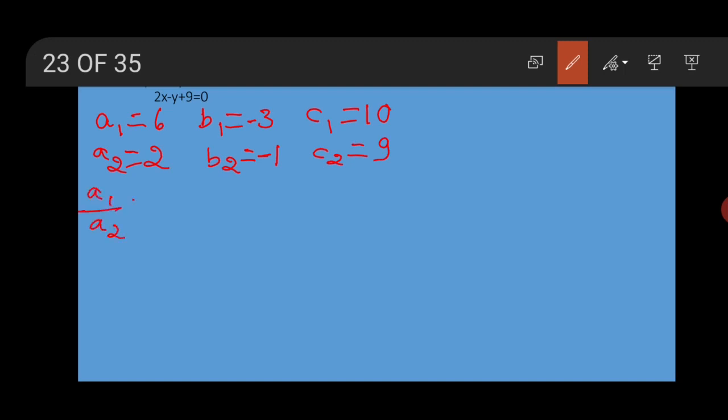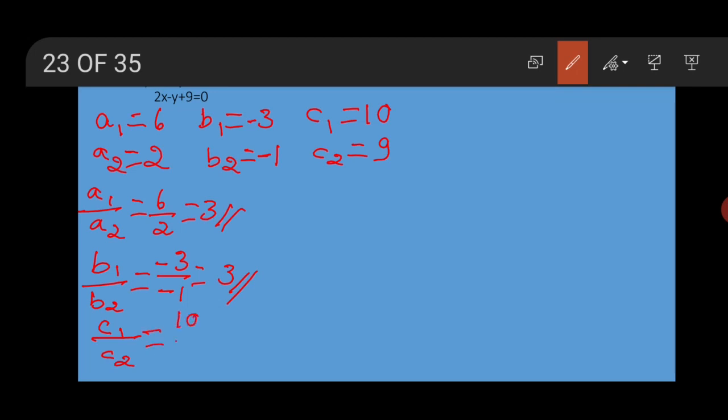Therefore, find the ratio a1 by a2. It is equal to 6 by 2, which is 3. Again, ratio b1 divided by b2, substituting the values, is minus 3 divided by minus 1, which is equal to plus 3. So these two ratios are equal. Now let us find the ratio c1 by c2, which is equal to 10 divided by 9. You can't simplify further. Therefore in the given equations we can observe a1 divided by a2 equals b1 divided by b2 but not equal to c1 divided by c2.